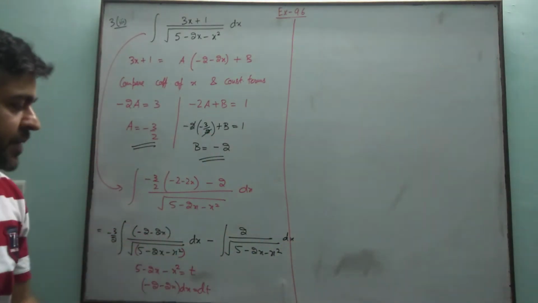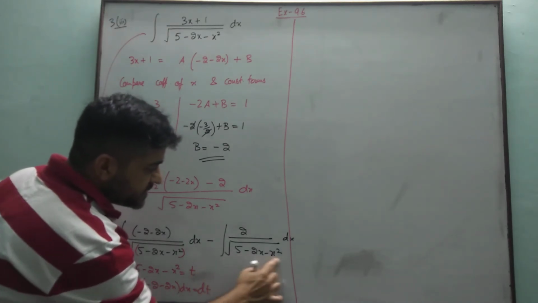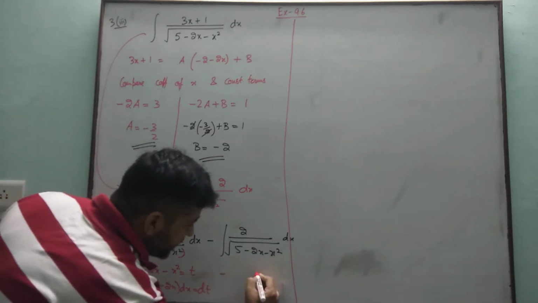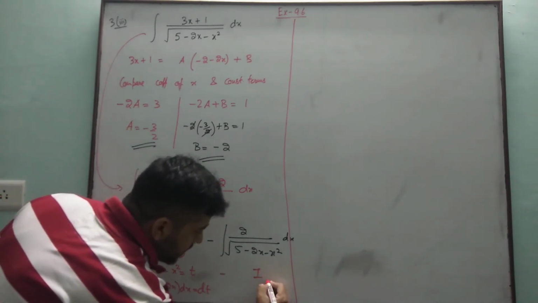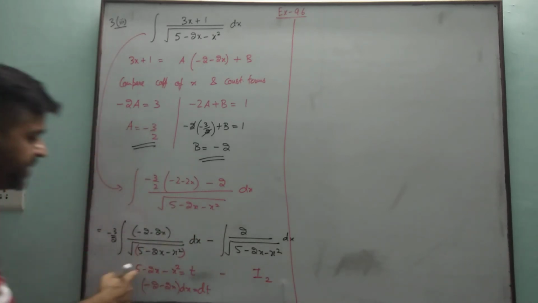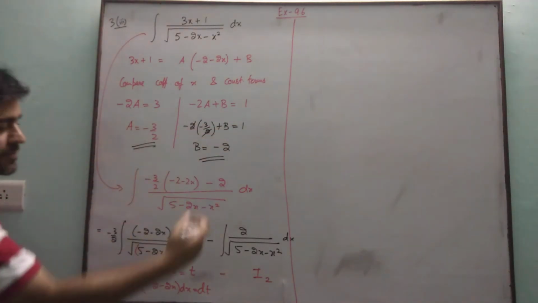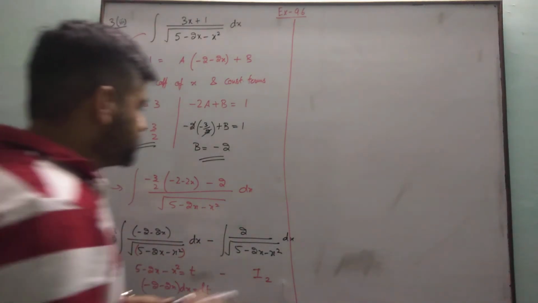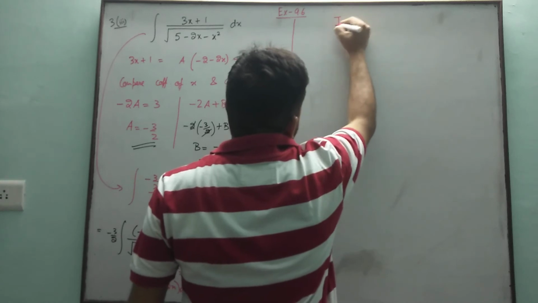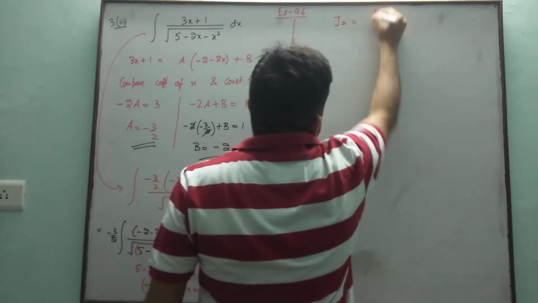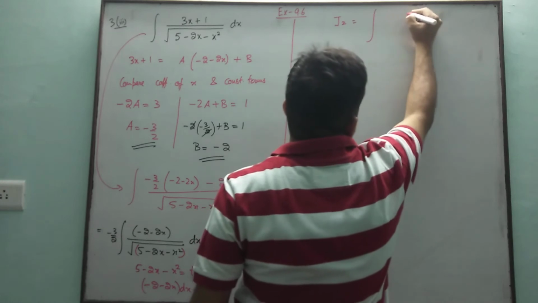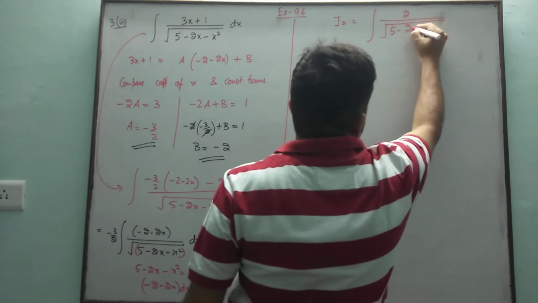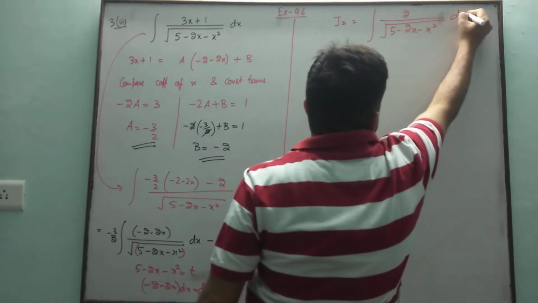And for the second part, we need to use the completing the square method. Let this be I1 and let this be I2. So we will separately integrate it and then we'll add these two terms, right? So your I2 is integration of 2 divided by under root of 5 minus 2x minus x square.